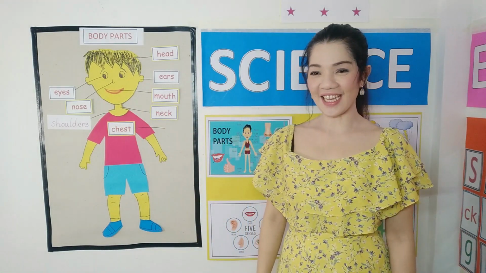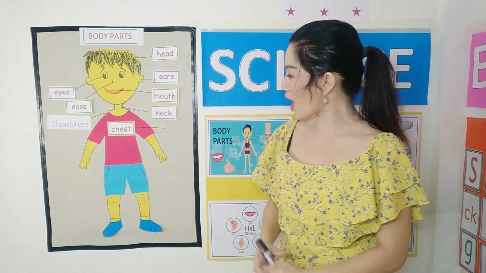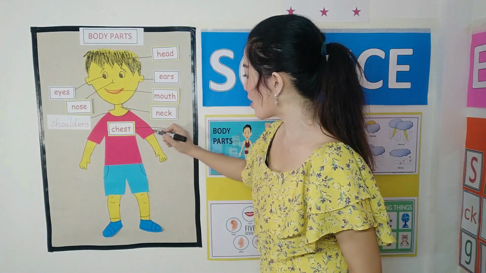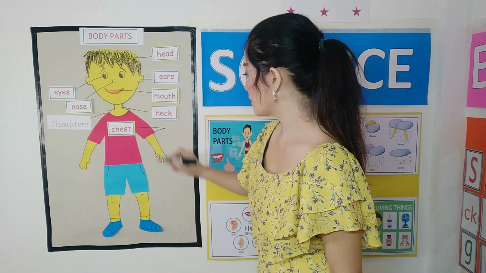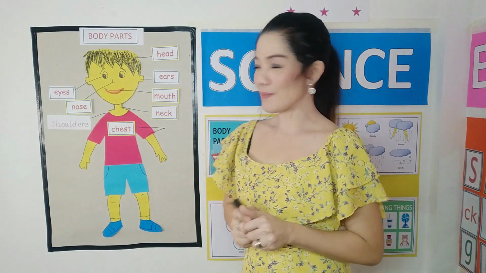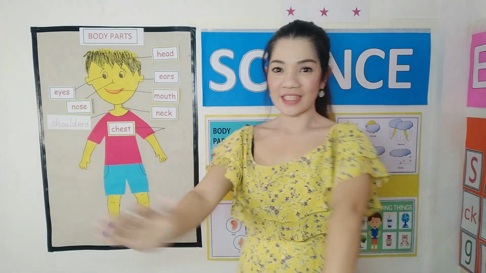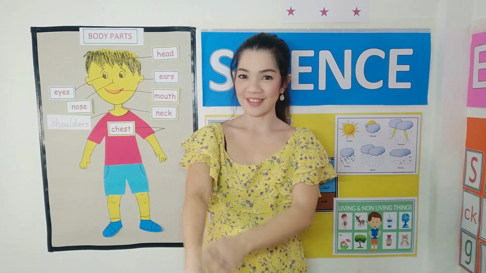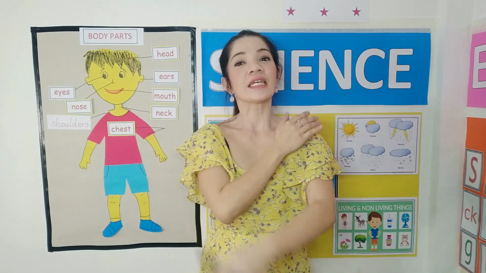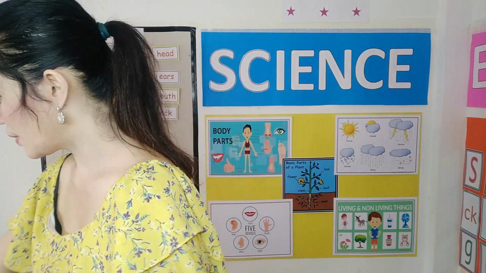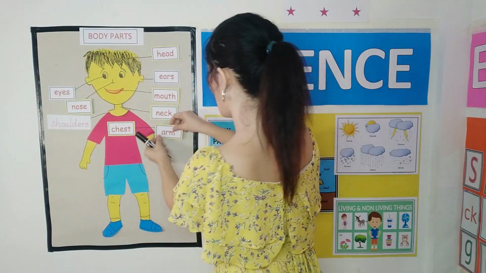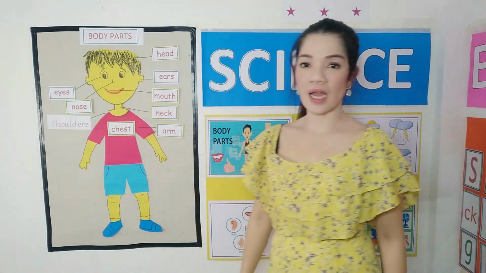All right, that's it. And the next one is the arm. Arm. Say arm. And touch your arms. Touch your arms. Say, these are my arms. Now let's put the name arm. That's right. Next one. This.